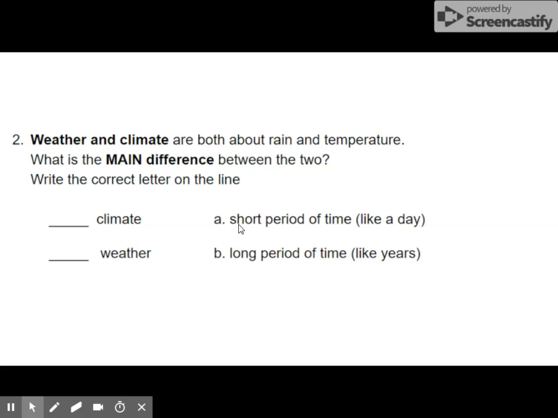Letter A says, a short period of time, like a day. Letter B, a long period of time, like years. So which one of these is letter A and which one is letter B?